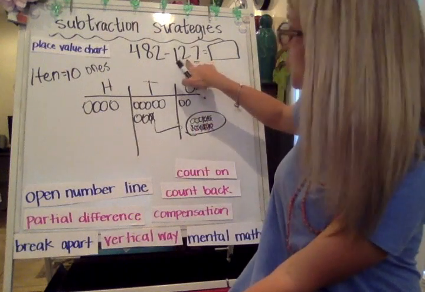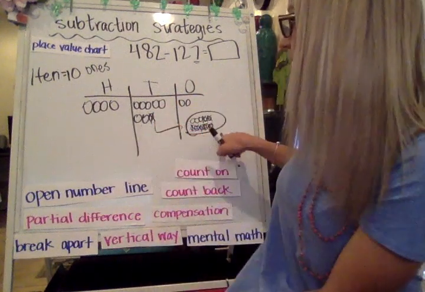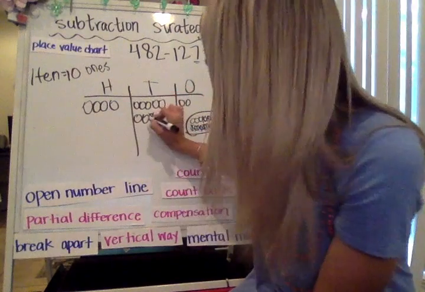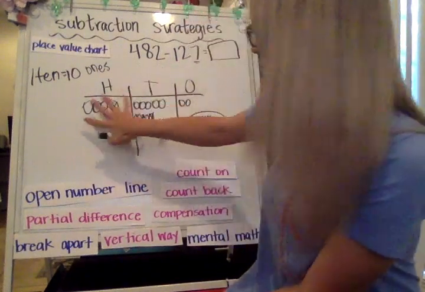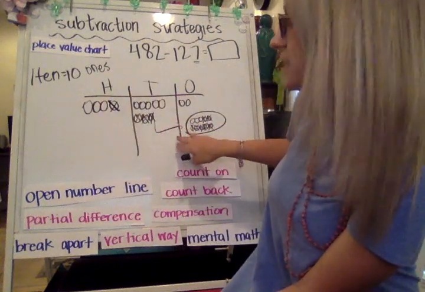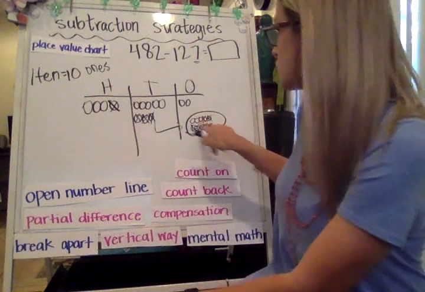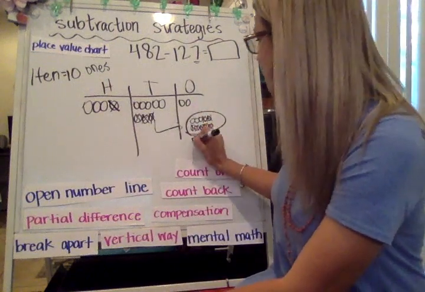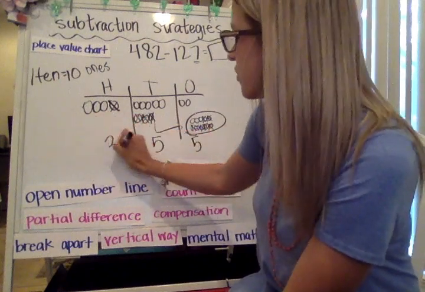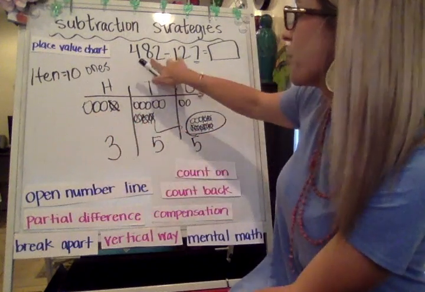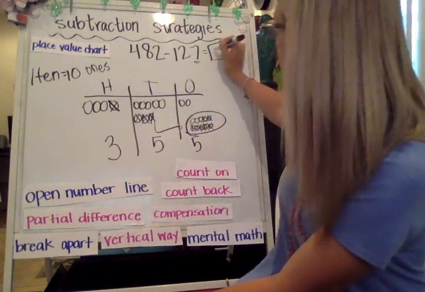We need to take away 2 from the tens. Now we can't count this one because that's the one that we unbundled, so it's not there anymore. So we're going to take away 2 tens, and we're going to take away 1 from the hundreds. If we count what is remaining on our place value chart, it'll tell us what the difference between those two numbers is. So we've got 5 in our ones, 5 in the tens, and 3 in the hundreds. So the value of 482 minus 127 is 355.